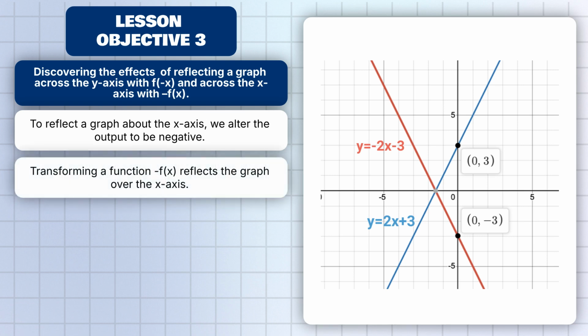Transforming a function to minus f of x reflects the graph over the x-axis. This changes the signs of the y-coordinates, flipping the graph vertically. These transformations help us visualize how adjustments to a function's equation affect its graph. Understanding these fundamental transformations will allow us to more effectively analyze and manipulate functions in algebra and real-world scenarios.